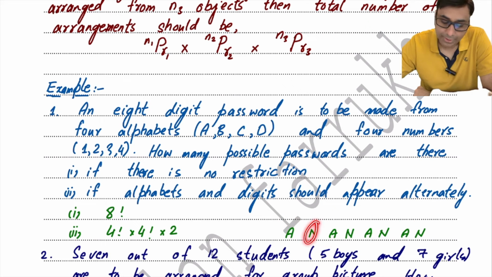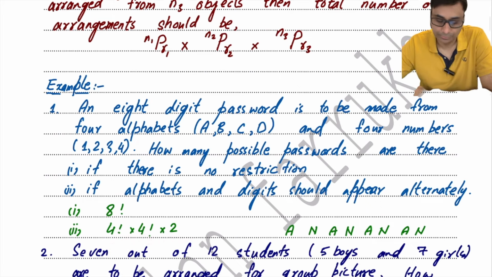Then I'll find out how many possible ways I have of arranging these 4 numbers. That would be again 4 factorial. So this is going to be 4 factorial multiplied by 4 factorial. But it could be starting with an alphabet, or it could be starting with a number as well. So whatever is the total possible number of arrangements that I'm getting, that is going to be multiplied by 2.